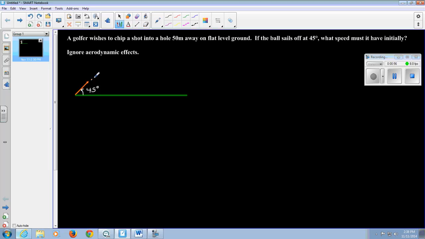Okay, and this is going to be a projectile into a hole right here. Just make the projectile look a little better, and we've got our landing velocity. So the only thing we really know about this problem, we don't know what the initial velocity is. In fact, that's what we're looking for. We don't know what this final velocity is.